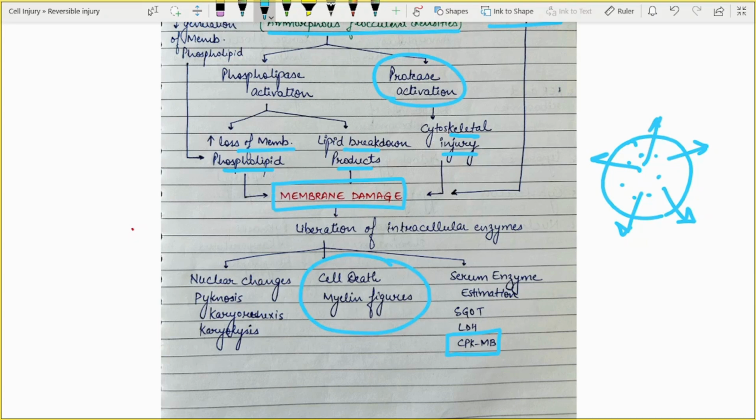We will measure the serum enzyme levels as in SGOT, as LDH levels, CPK-MB. In a liver condition, we will measure SGOT. In a heart condition, we will measure CPK-MB, and all these things are very essential. Then nuclear changes, what nuclear changes will occur? There would occur pycnosis, karyorrhexis and karyolysis. I will explain these three terms later on.